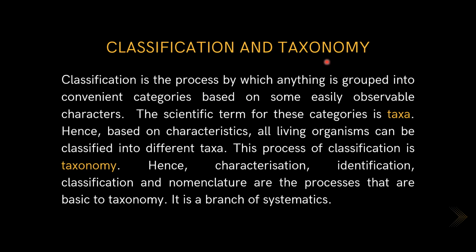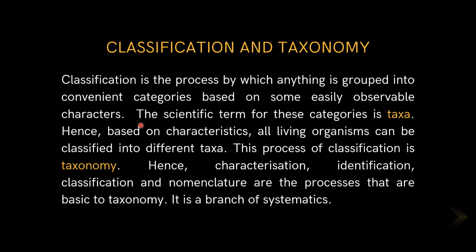Next, we have classification and taxonomy. Classification is a process by which anything is grouped into convenient categories based on some easily observable characters. See, now through the process of nomenclature, we have given the organism its name. Now these organisms are classified into convenient categories. Otherwise, it will be quite a cumbersome process to learn about each and every organism separately. So what is done is these organisms are placed in categories.